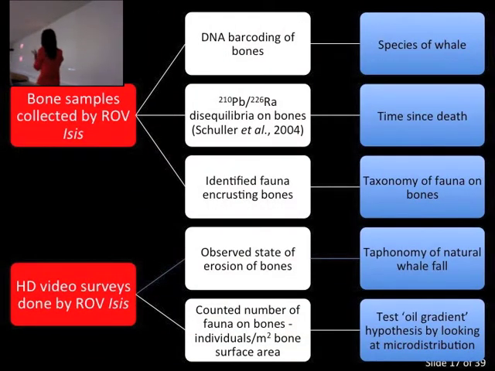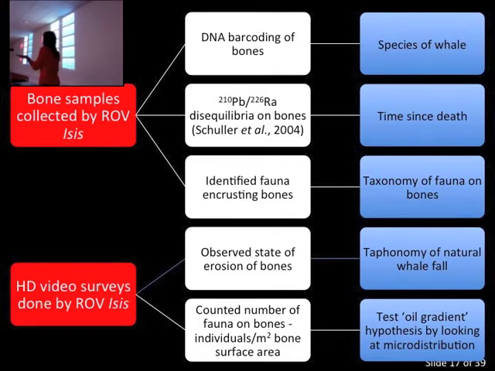So upon stumbling upon this carcass, scientists on board thought quickly, and we decided that we wanted to tell the story of this whale carcass. To do this, we would need to do two things: sample some bones with the ROV, and also do some high-definition video surveys with the ROV. With the bone samples, I'd be able to DNA barcode the bones, and that would tell me what species of whale the skeleton belonged to.